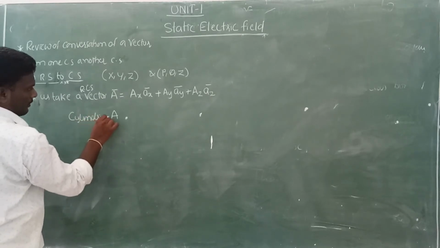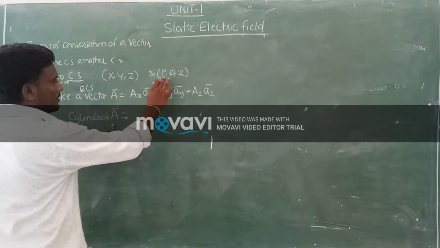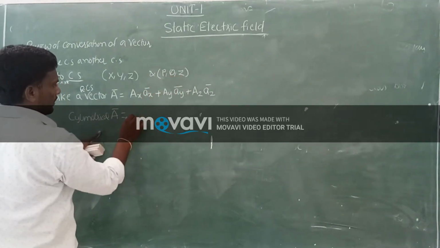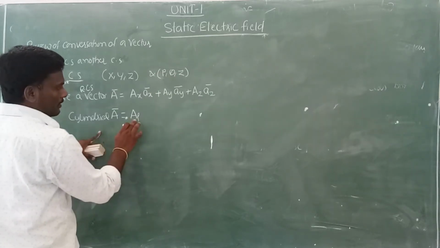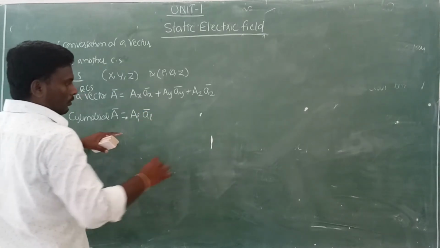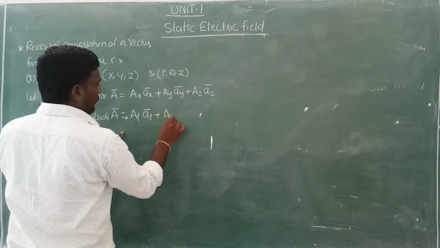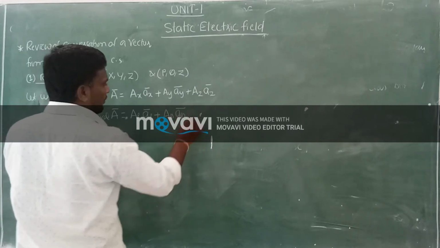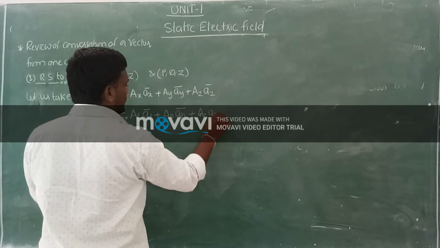Cylindrical coordinate system. In the cylindrical coordinate system, the axes used are rho, phi, z. So you have to consider a magnitude on the rho axis, that is a rho bar, and the unit vectors along the axes are a rho bar, a phi bar, and the last axis is az, az bar.